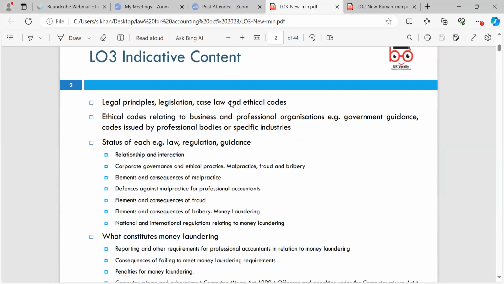We look at the legal principles, legislation, some case law, ethical codes relating to business and professional organisations, such as government guidance, and codes issued by professional bodies or specific industries.